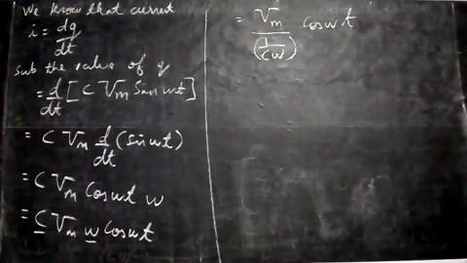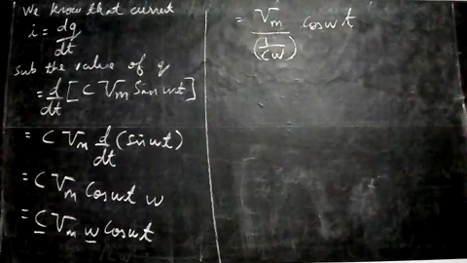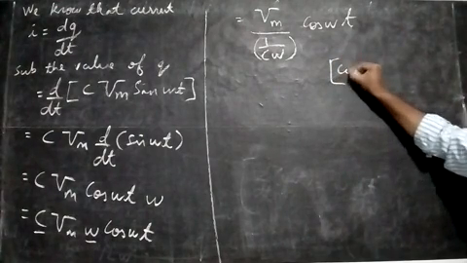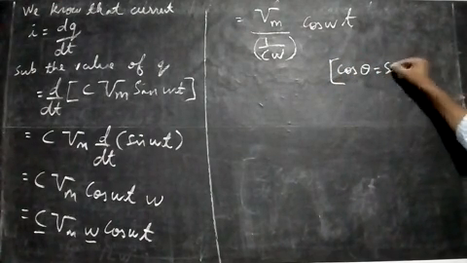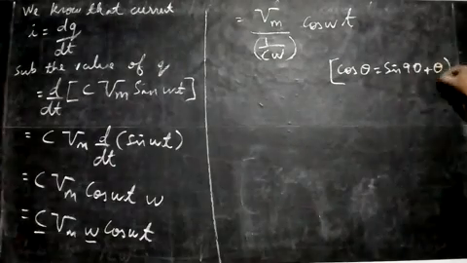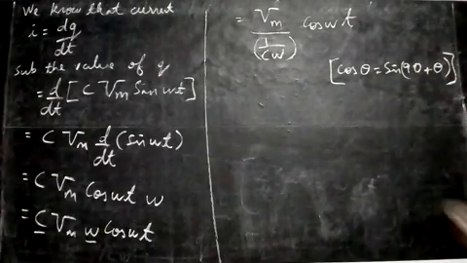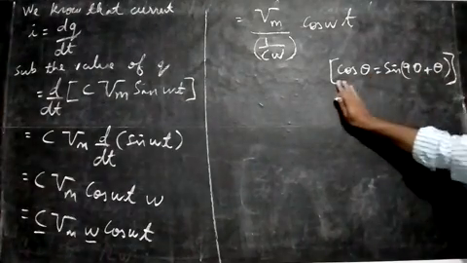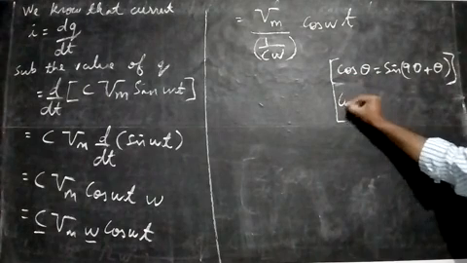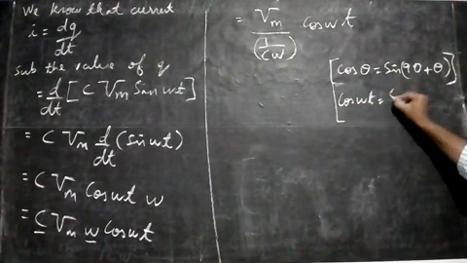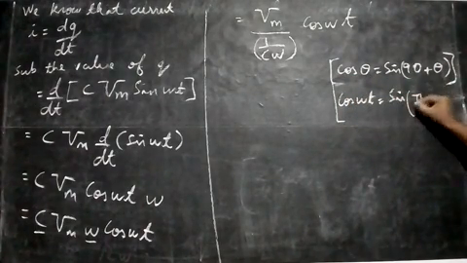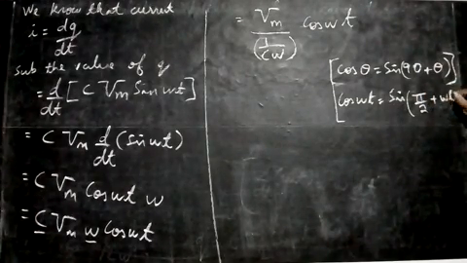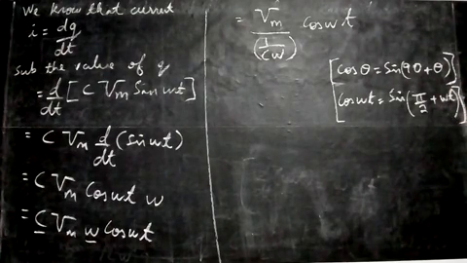So cos theta is equal to sine of 90 plus theta. This formula I'm going to use here. So instead of writing cos omega t, what you write is sine of 90 plus theta, that is sine of omega t plus theta. So cos omega t we write as sine of 90, which is pi by 2, plus this theta, instead of theta we write omega into t. So this is how we get this.